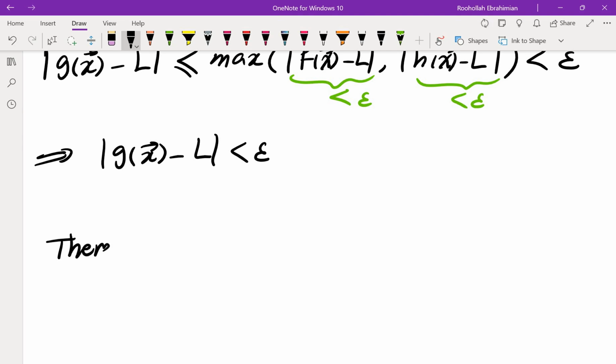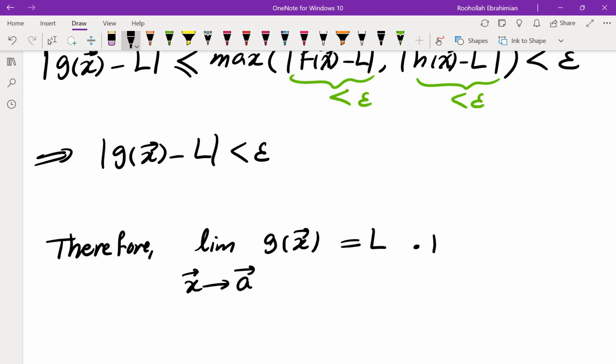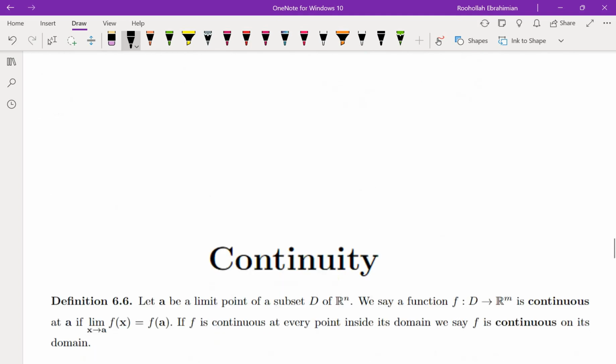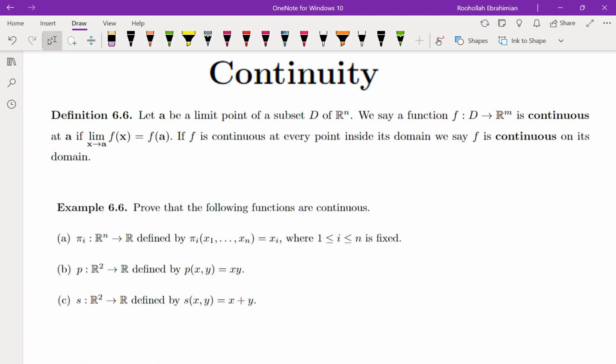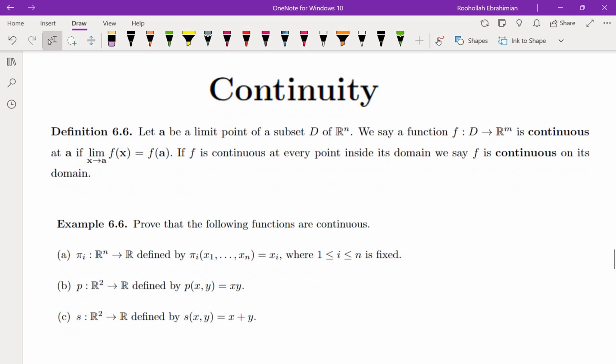Therefore, the limit of g of x is in fact L as x approaches a. And that completes the proof of the squeeze theorem. Okay, now that we are done with the idea of limits and some important theorems, we will look at continuity.